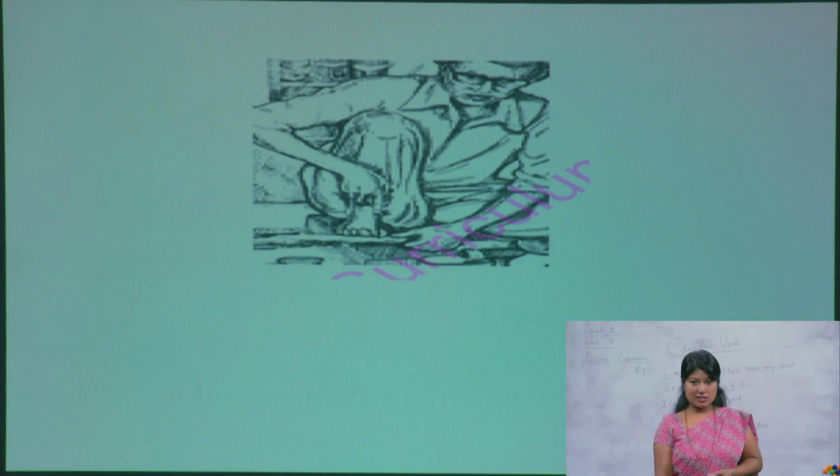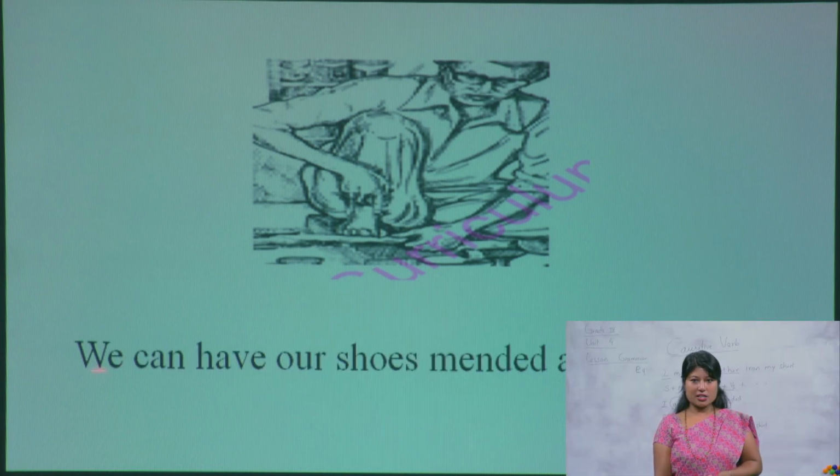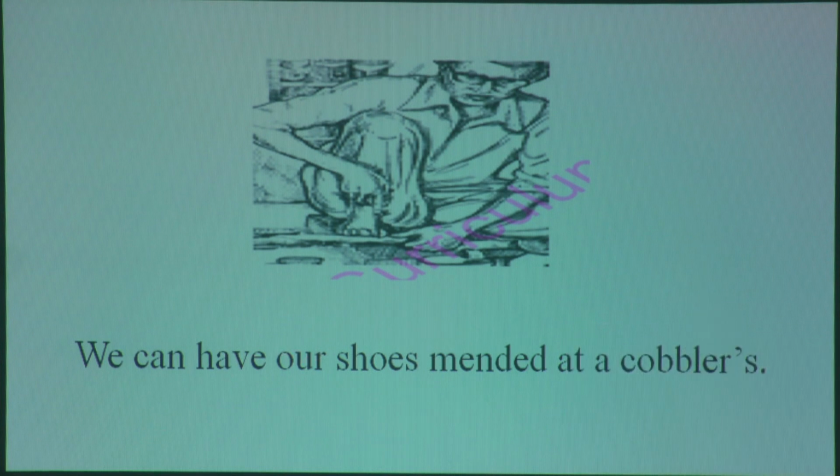So next picture. Okay, what can you see in this picture? A person is mending something, shoes. So he is a cobbler. We can guess he is a cobbler. Is that true? Let's see. Okay, yes, we can have our shoes mended at a cobbler's. Okay, let's move to next.